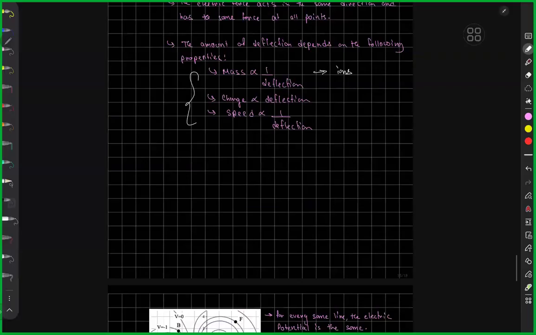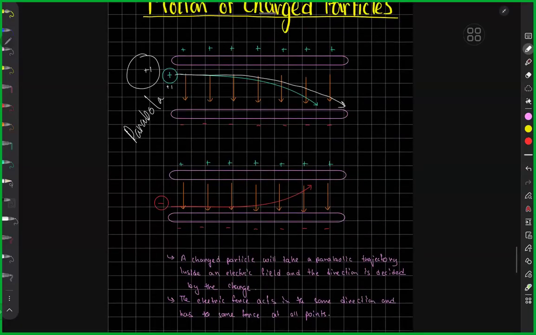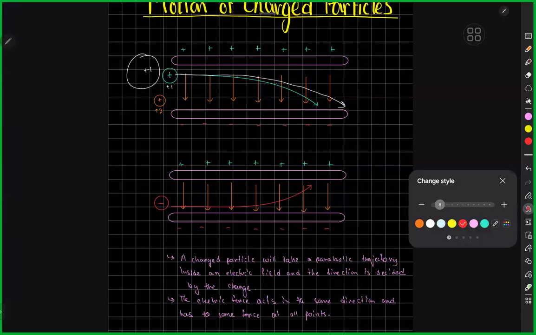The other thing is, as you increase the charge, the deflection is more. What happens if I have +2 charge with the same, let's say, mass? Okay, same mass, +2 charge. What is the path taken? You know what, I'll use a different color.